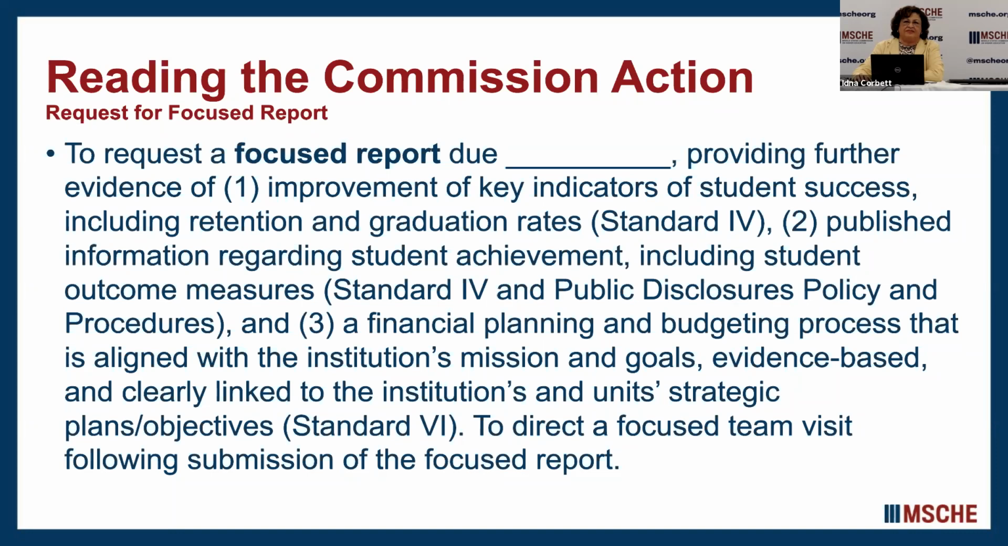The next thing you want to look at are the specific elements that are being requested. So you can see those are enumerated: improvement of key indicators, published information. The commission will always spell out the specific areas of concern where they're expecting the institution to respond. We will always cite the standard, the requirement, or the policy so that you can go back to the source of that information to understand what the commission's expectations were. Finally, as you get toward the end of the commission action, you will notice whether or not there has been a visit associated with this particular request for follow-up.